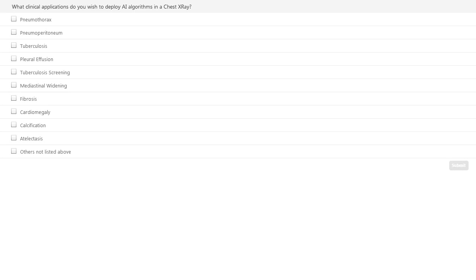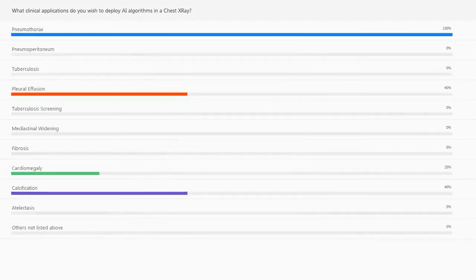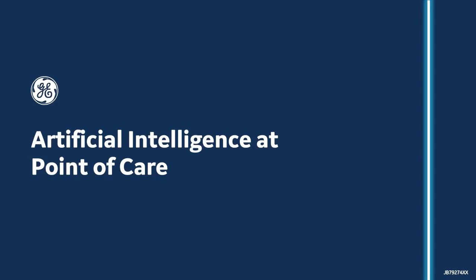All right, I'm going to share the results now, and then we'll get to our next presentation. So it's pretty clear. We're with 100% of you looking at the pneumothorax area, and then there's a couple of other areas. So we can discuss these later in the event. With that, I'm going to turn it over to Rahul, who will begin his talk now. Rahul, are you ready? Yes, I am.